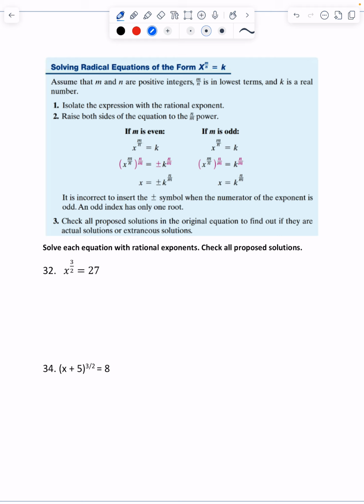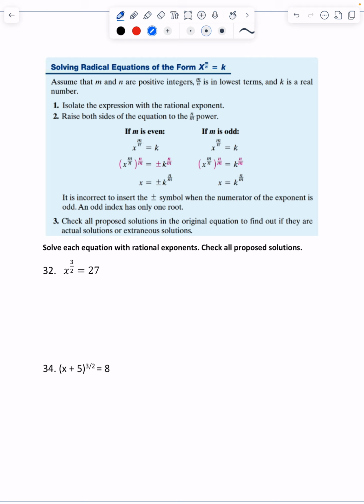And we're going to have to be careful because when we take the square root of numbers, remember that I get plus minus. So that's going to be important. And this is what the screenshot from your textbooks is telling us. Let's look at number 32.